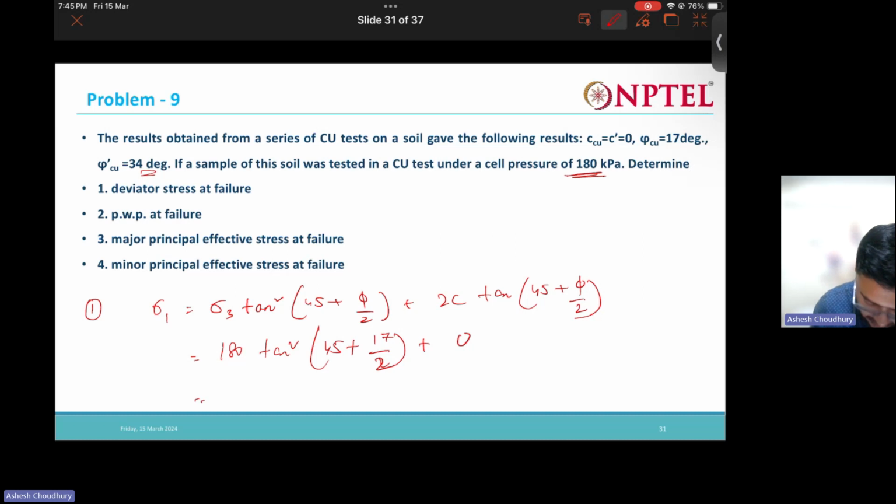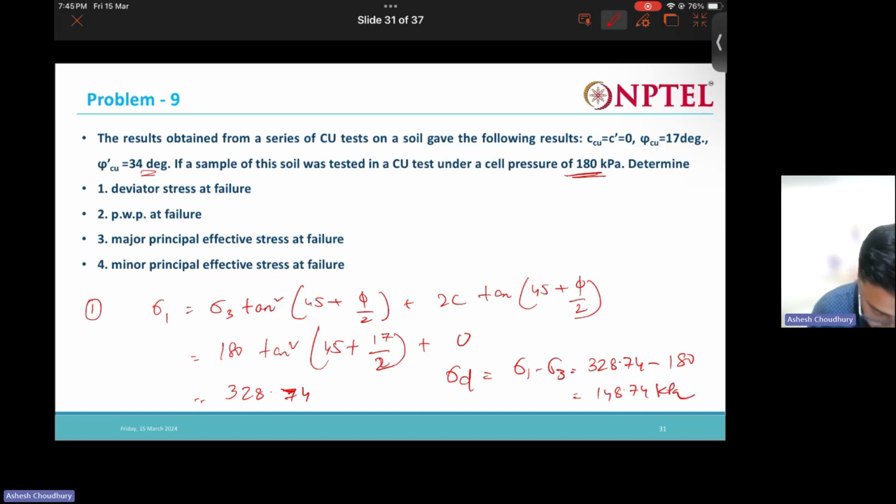So just calculate this. It will be 328.74. Therefore, deviator stress is sigma 1 minus sigma 3. So 328.74 minus sigma 3, which is 180. So this will be 148.74 kPa.